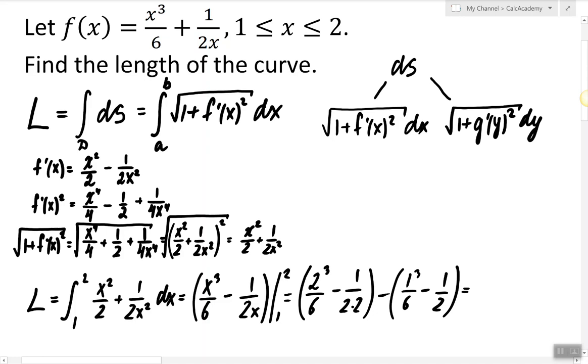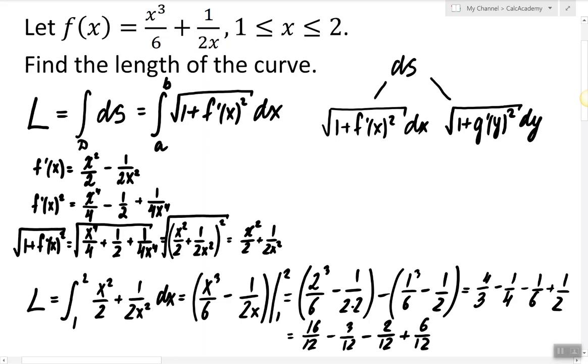and we have 8 over 6, which is 4/3, minus 1/4 minus 1/6 plus 1/2. Common denominator is 12, so we have 16/12 minus 3/12 minus 2/12 plus 6/12.